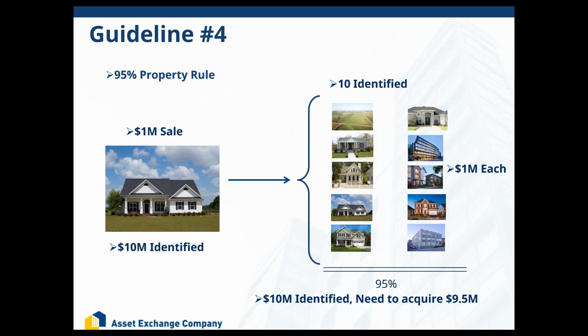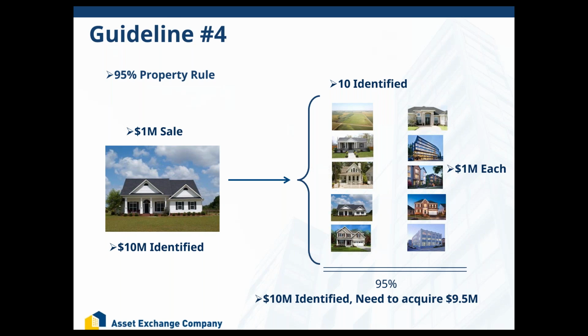Again, we sell for $1 million. Now, in this example, we go out and we identify 10 properties. Because we've identified 10, well, what just happened? We've exceeded our 3-property rule. Now, let's keep the math really simple for this one. Let's say we're going to be buying each one of those properties for $1 million each. So how much have we identified in property? $10 million worth of property.